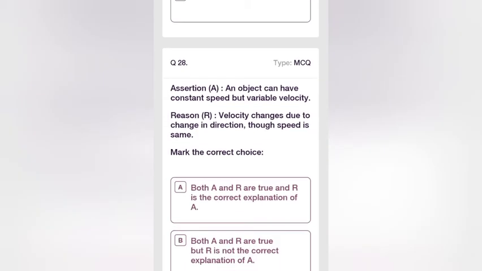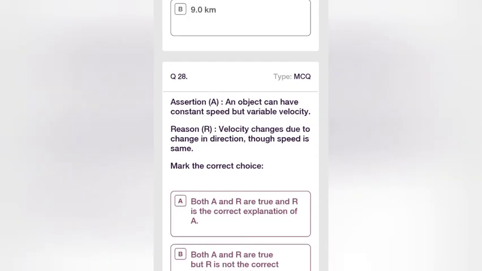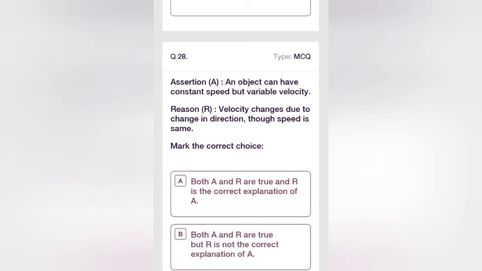An object can have a constant speed but variable velocity. Yes, it can have. Reason is velocity changes due to change in direction. That's right, though the speed is the same. So option A is the correct answer. Both A and R are true, and R is the correct reason for the assertion. So option A is the correct answer.